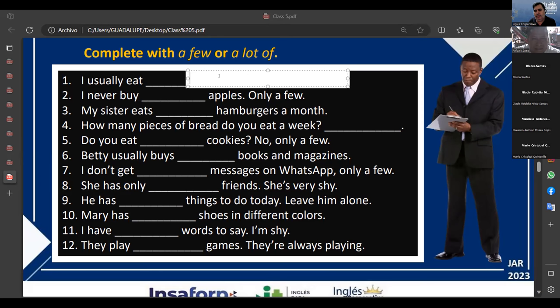Next one. I never buy a lot of apples, only a few. I don't like apples. Oh, only that color is not visible because the background is black. So maybe yellow or maybe light blue or any other color.